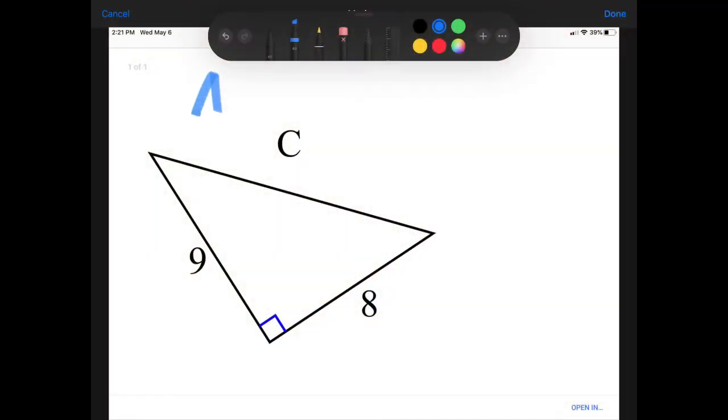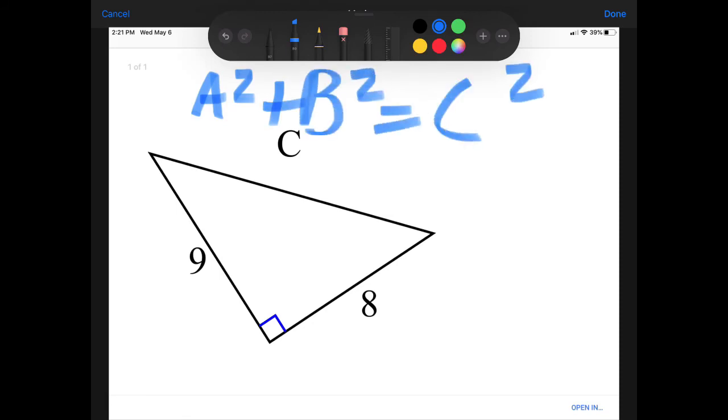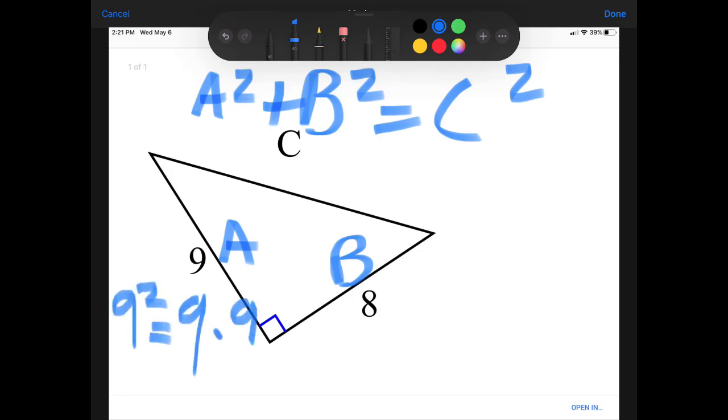Let's do an example problem. Here, the two sides we know are 9 and 8. The first thing I'm doing is writing out the Pythagorean Theorem: a squared plus b squared equals c squared. I've marked which sides are a and b. So now I need to square them.